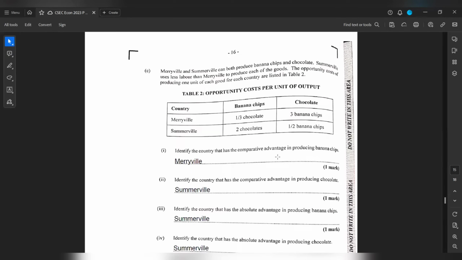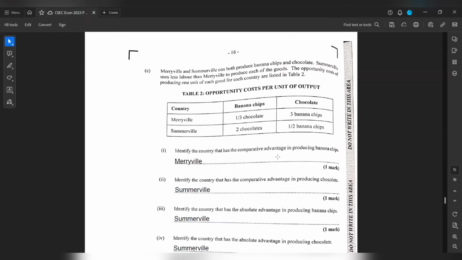Part C. Mary Valley and Summer Valley can both produce banana chips and chocolates. Summer Valley uses less labor than Mary Valley to produce each of the goods. The opportunity costs of producing 1 unit of each good for each country are listed in Table 2, opportunity cost per unit of output. Identify the country that has a comparative advantage in producing banana chips.